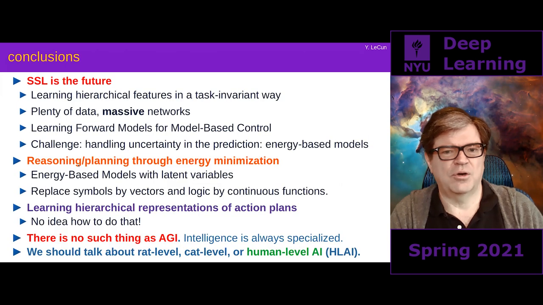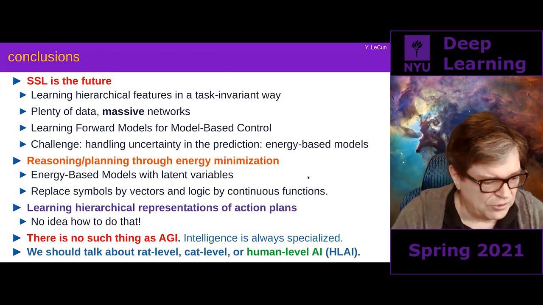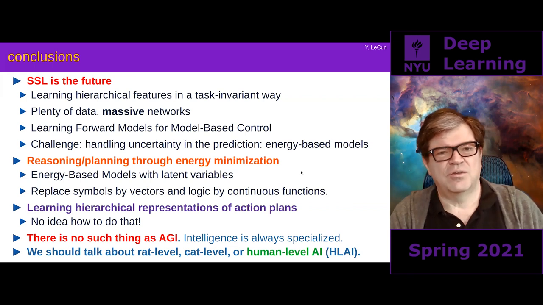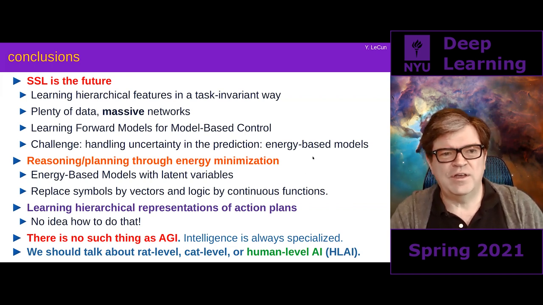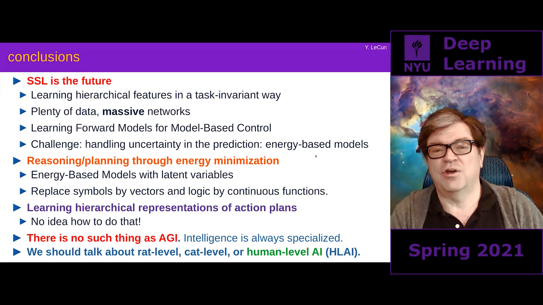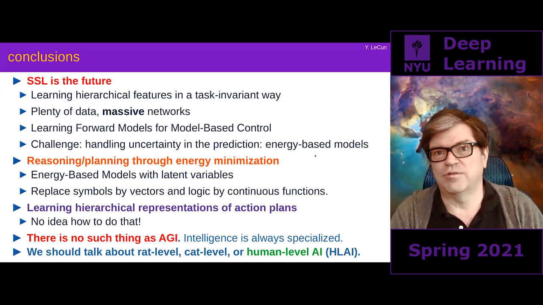And this actually works. Okay, I'm going to conclude because I'm out of time anyway. So we talked about self-supervised learning. We talked about the fact that we can train very large networks with self-supervised learning. This is clearly the future of AI. There's no question.